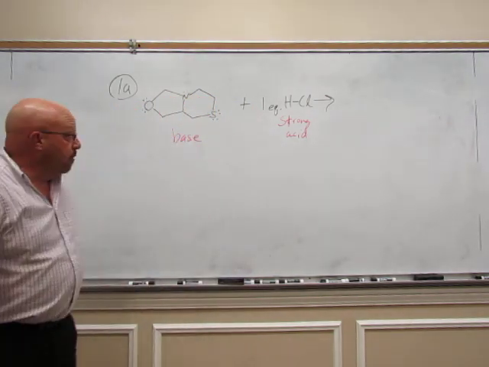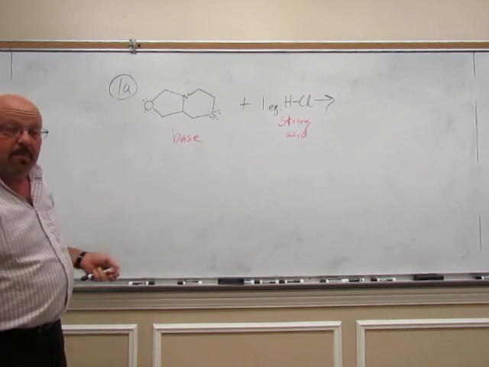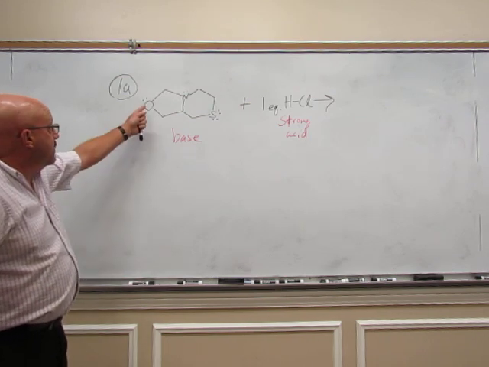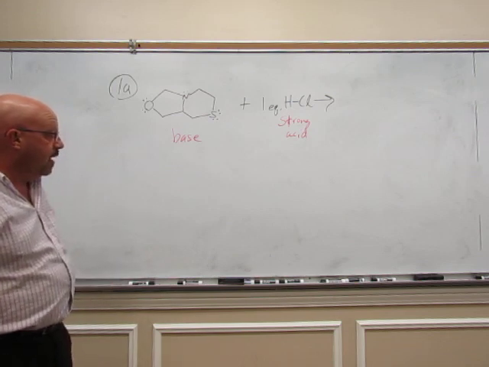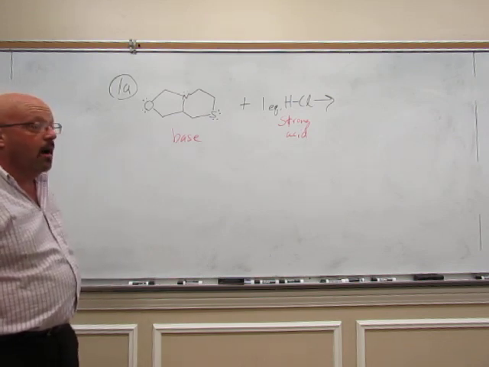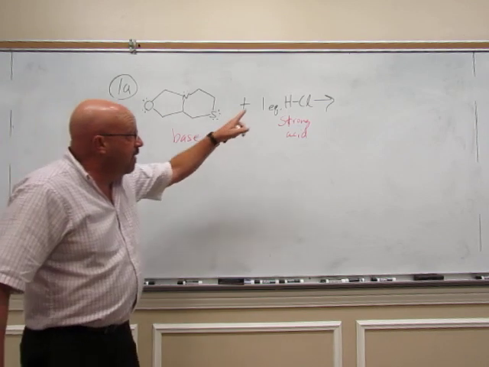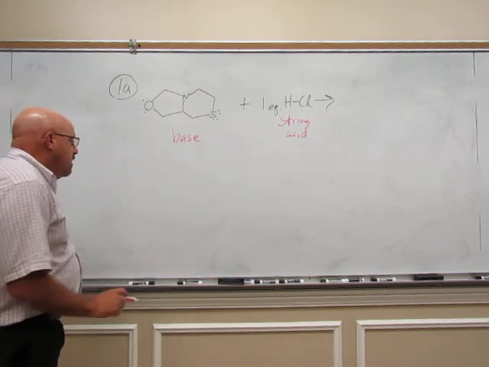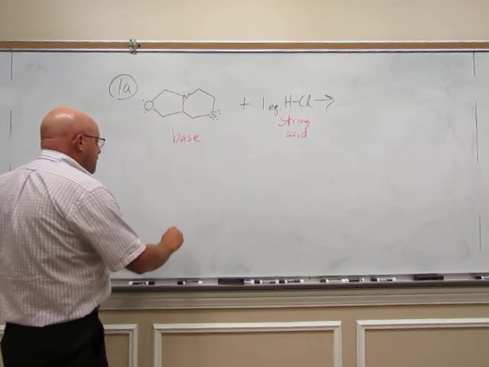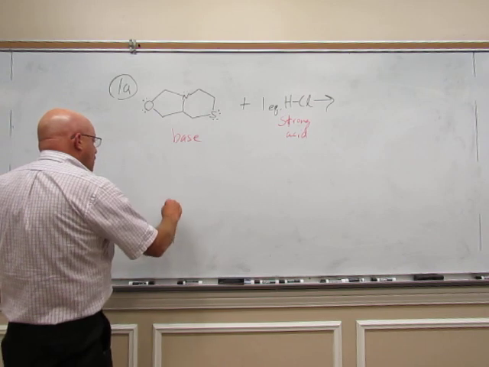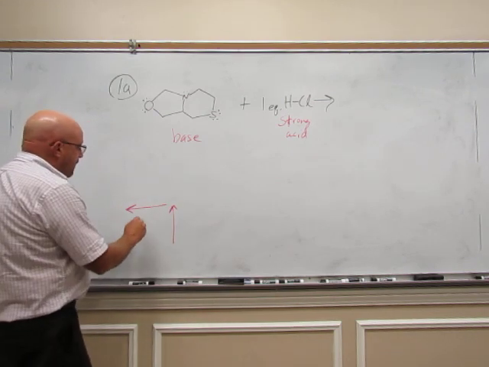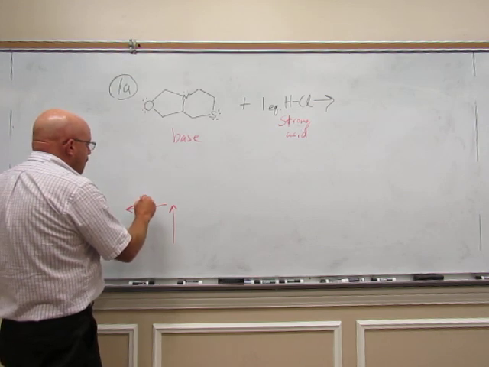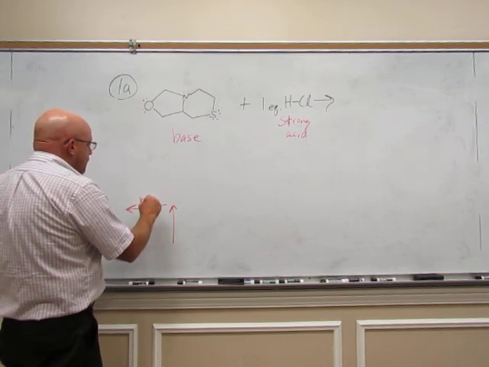But looking at our base, there are three basic sites. There's three atoms that have lone pairs of electrons, so all of those can be a base. Now we need to figure out which one is going to go and get the proton off the acid. So if you recall, our basicity increases as you go up a column and as you go from the right to the left. This is basicity, or increasing base strength.